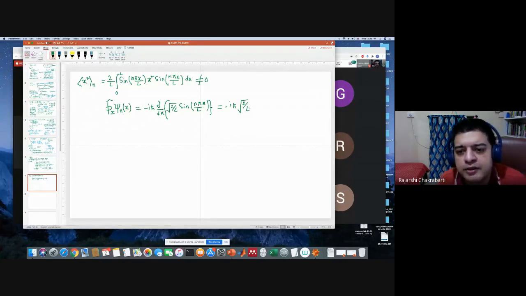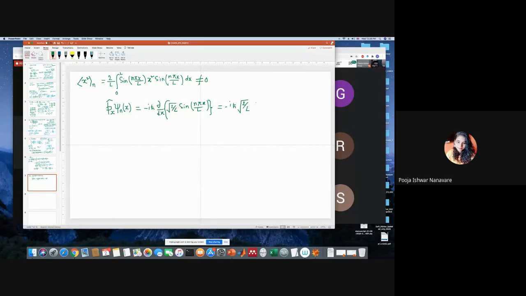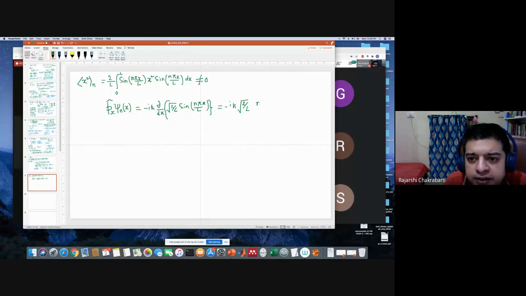Now if I differentiate sine, what I'm going to get here? Cos. Yeah, cos or minus cos or cos? Cos. Yeah. But again you will get n pi by L, of course. Take this and then cos of n pi by L x.